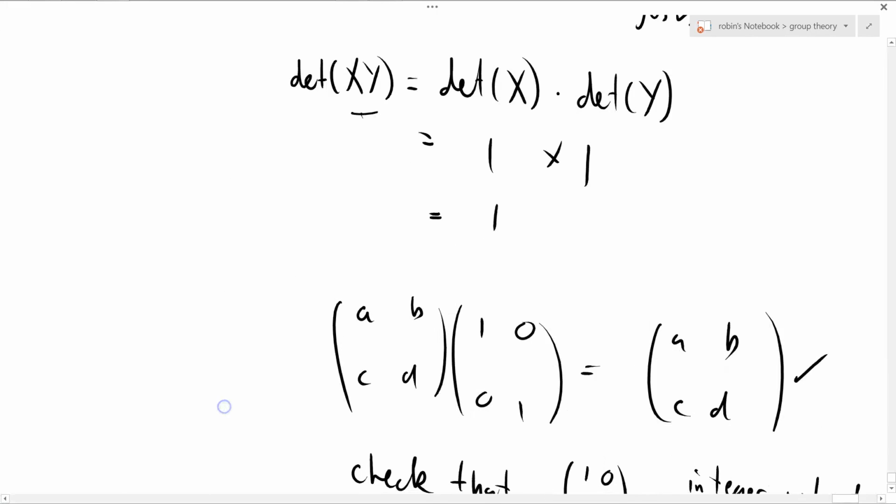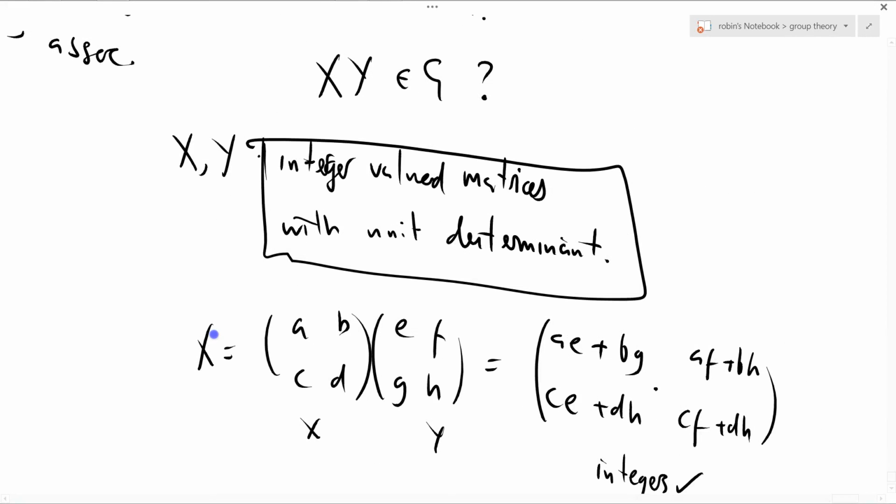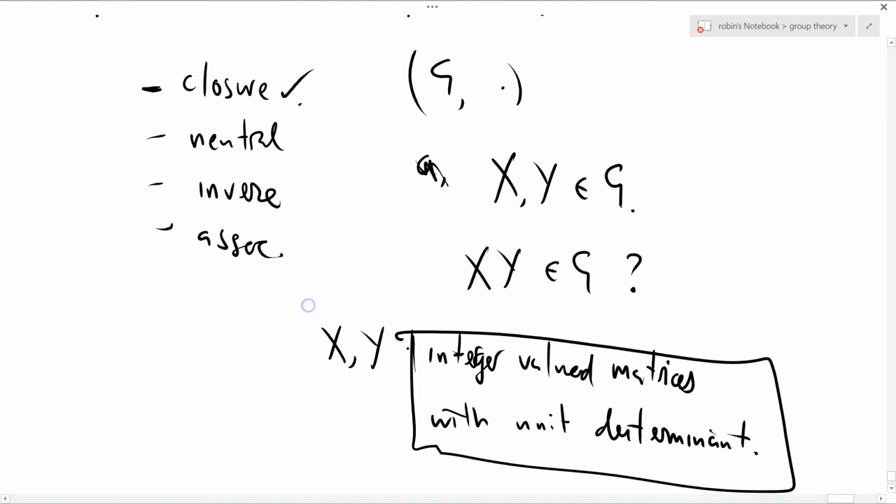Where's my list? Oh, here it is. Neutral, done it, that's that. Inverse, done it, that was just the matrix inverse, which the hard bit was verifying that the matrix inverse was still a member of this group, so checking that the inverse was integer valued and also had unit determinant, which of course is not true if we took a peculiar determinant. We couldn't say determinant equals 2, for example. And matrix multiplication is known to be associative, so that checks out.